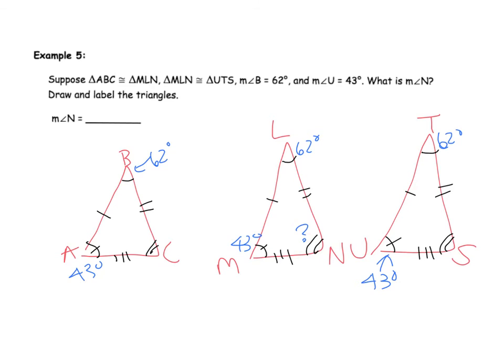Now I notice angle N is here. So if I know 2 angles of a triangle, then I can easily figure out the third one because all I have to do is add those 2 together and then subtract it from 180. So when we do that, we get a 75 left over, which means angle N has to be 75 degrees.